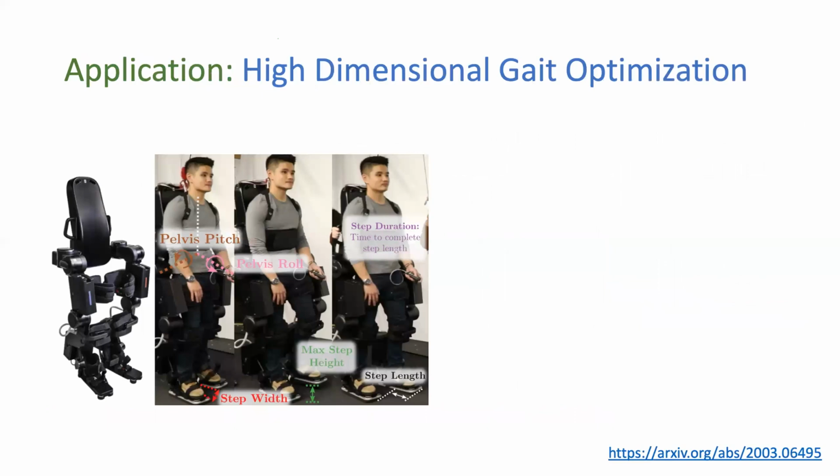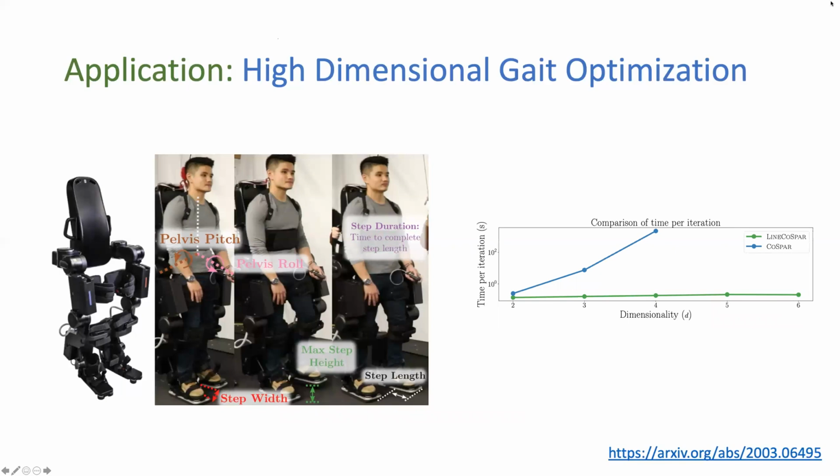So we also, here at Caltech, applied this approach to gate optimization. In the previous example that I showed, the gate optimization was only done over 2 degrees of freedom. In this more updated experiment, we considered 6 degrees of freedom of the exoskeleton: the pelvis pitch, pelvis roll, step duration, step length, max step height, and step width. And what you see on the right is a comparison of the cost.